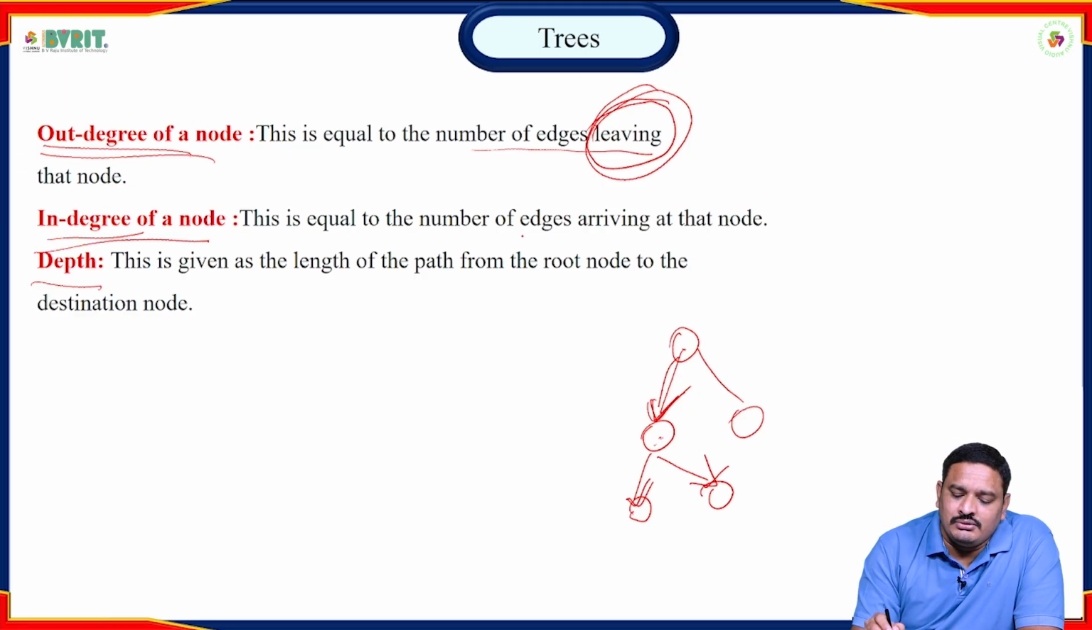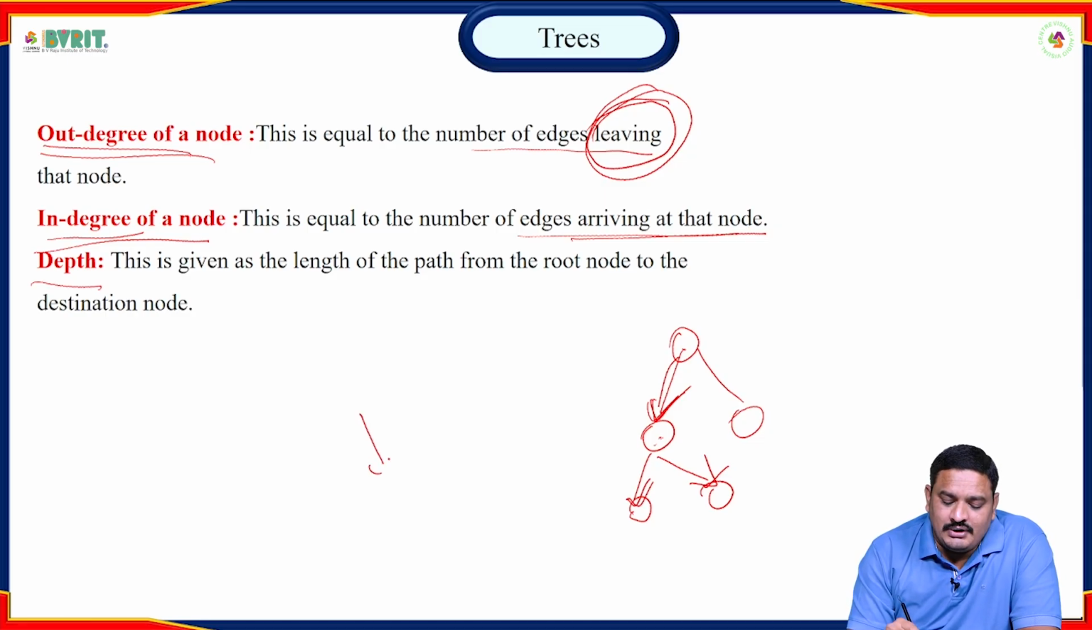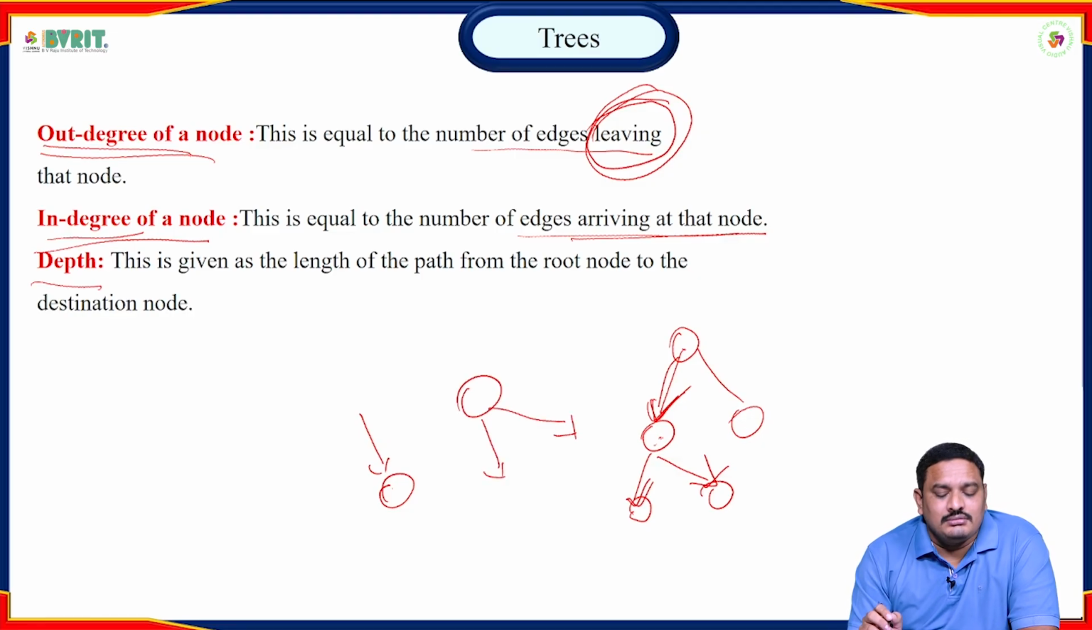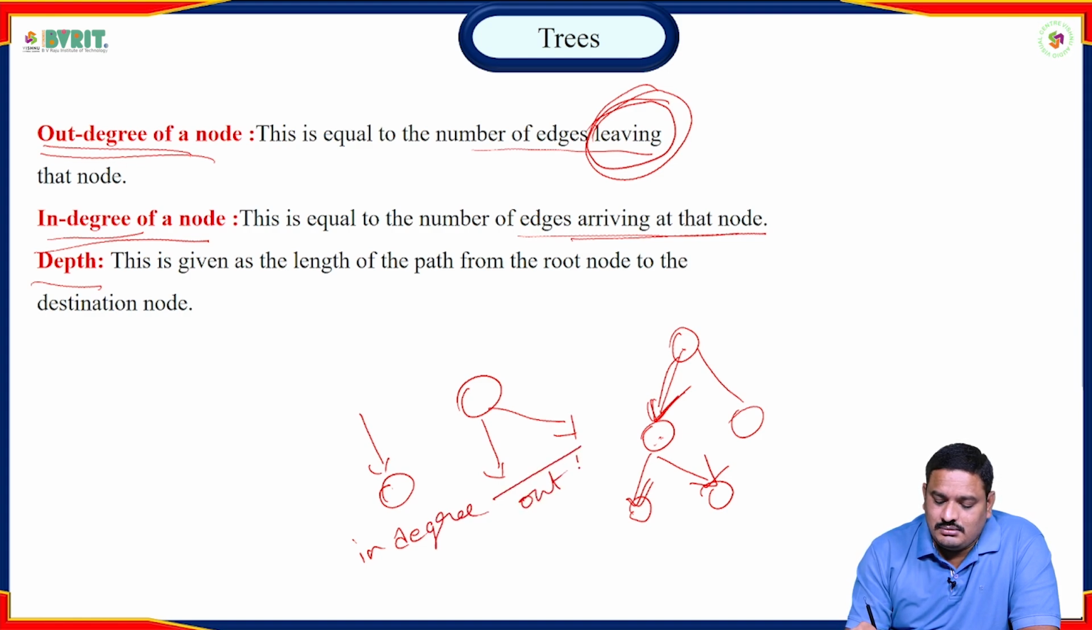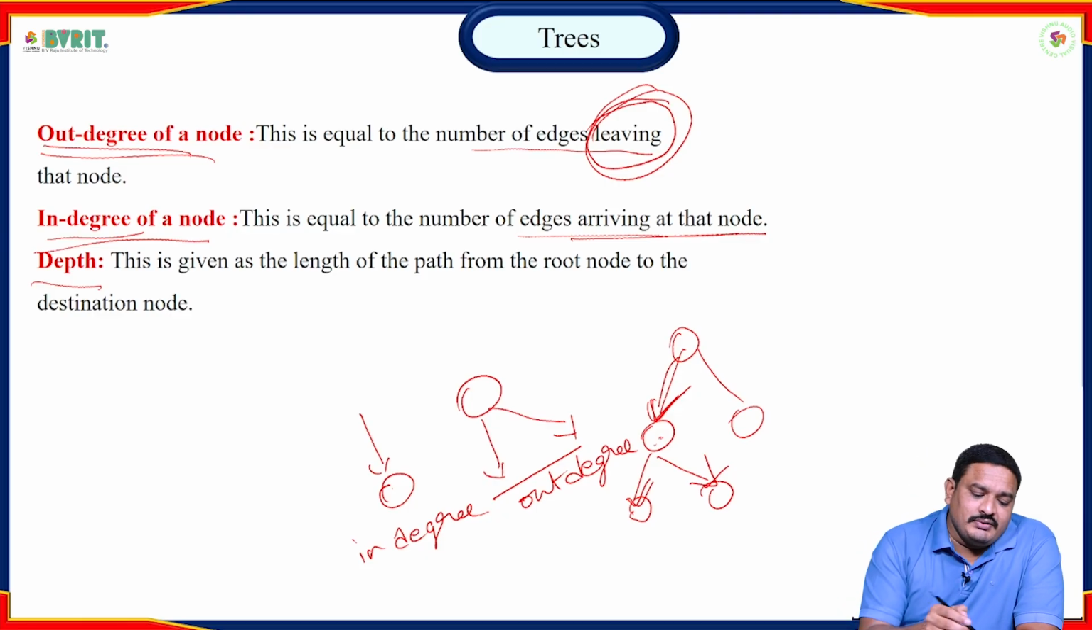Next one, in degree of a node. This is equal to the number of edges arriving at the node. Arriving at the node is this one. Okay. Out degree means this node has the leaving edges. This is the difference between the two: this one is in degree, this one is out degree.